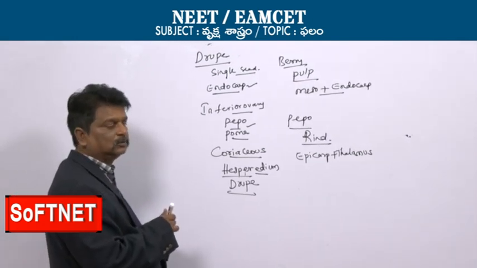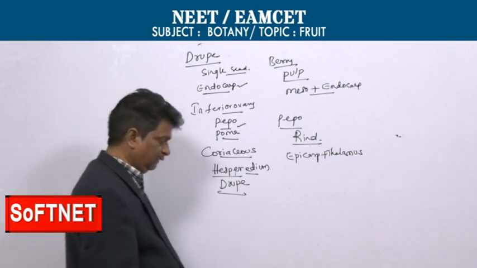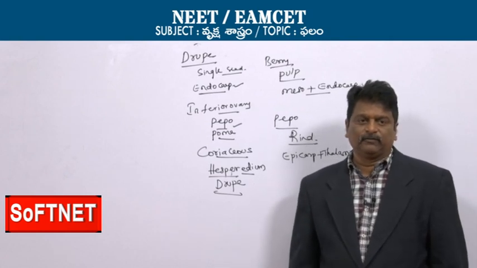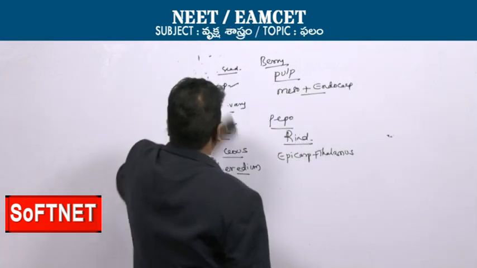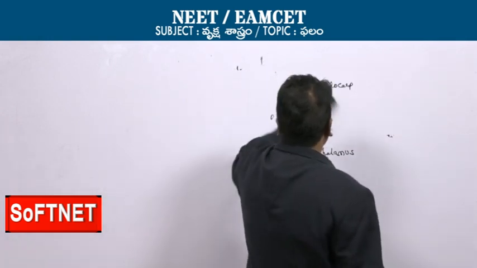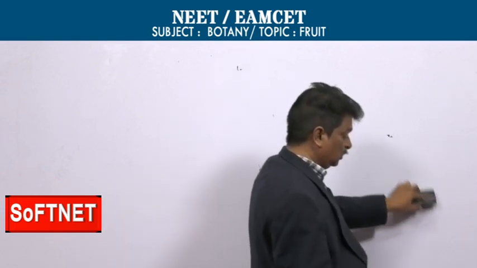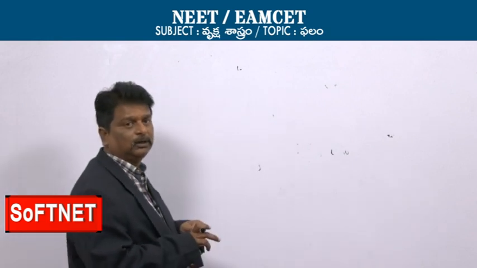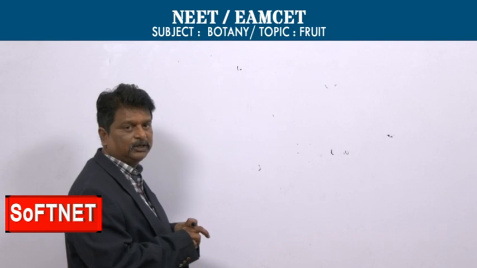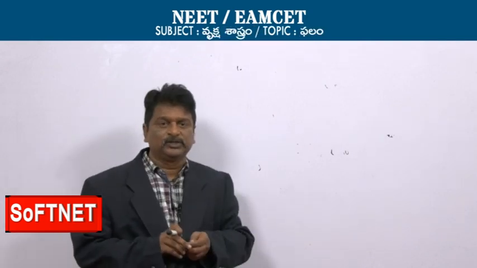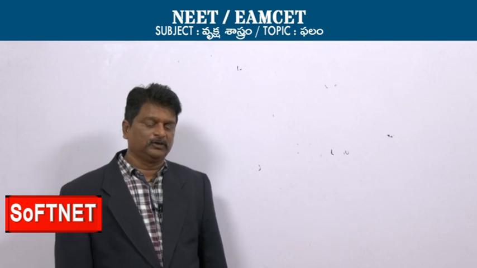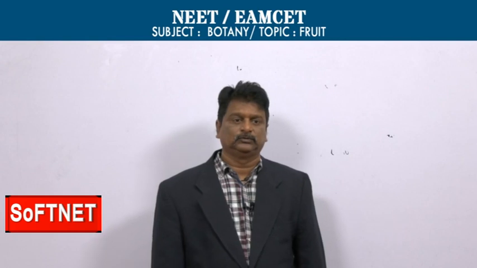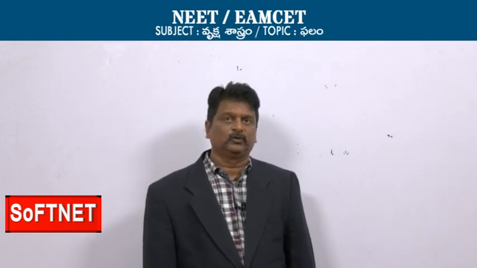Then, dry fruits. Among dry fruits, only one fruit develops from semi-inferior ovary, that is legume, with marginal placentation, among dry dehiscent fruits. Then, dry indehiscent fruits. Which dry indehiscent fruit develops from inferior ovary? That is cypsella.